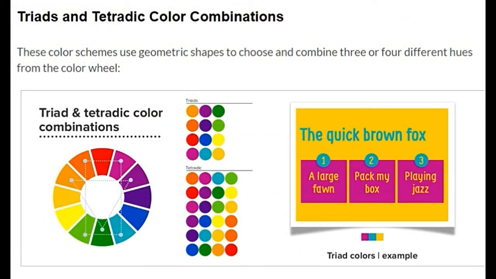Triads and tetradic color combinations. These color schemes use geometric shapes to choose the combined 3 or 4 different hues from the color wheel. Triad and tetradic color combinations are shown in this chart. Please observe carefully.